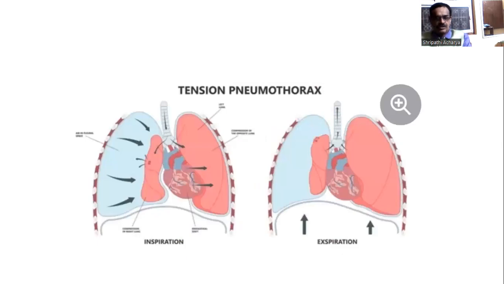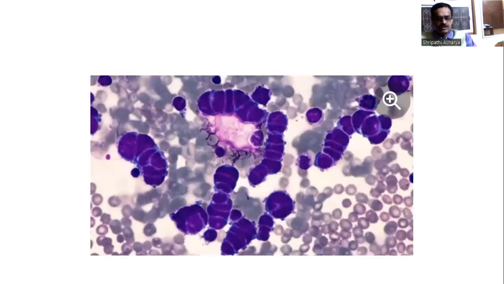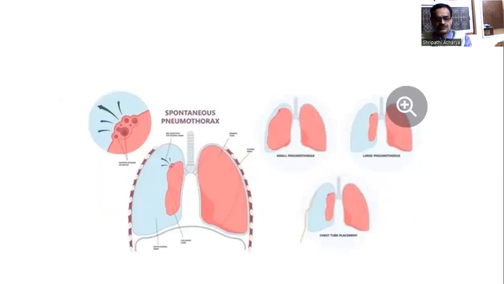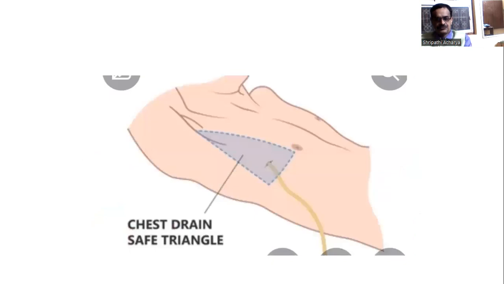So in this picture, you can see tension pneumothorax, air. So this is the analysis of the pleural fluid, and there are inflammatory cells. Lymphocytes are the same. Non-inflammatory cells are the same. See, on the right side, there is a huge effusion leading to lung collapse. The chest drain shape, the triangle, is the same, on the right side.